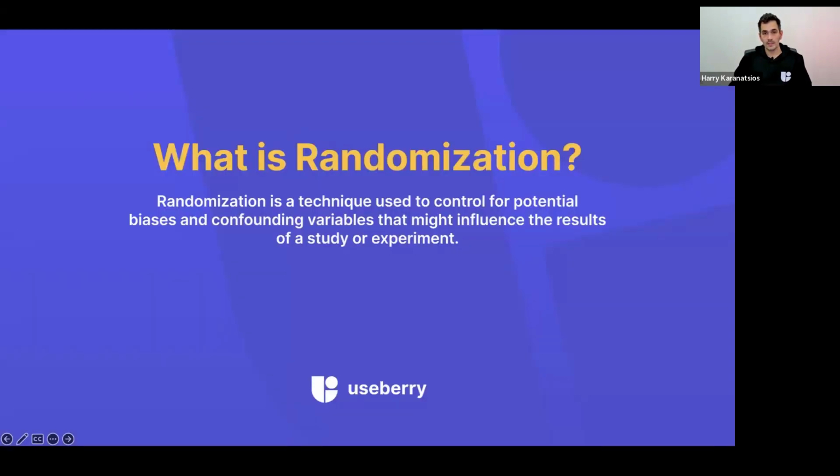So what is randomization? Randomization is a technique used to control for potential biases and confounding variables that might influence the result of a study or an experiment. Randomization involves randomly assigning participants to different experimental conditions, product variations, or the random presentation of tasks, questions, set of questions, or response options.